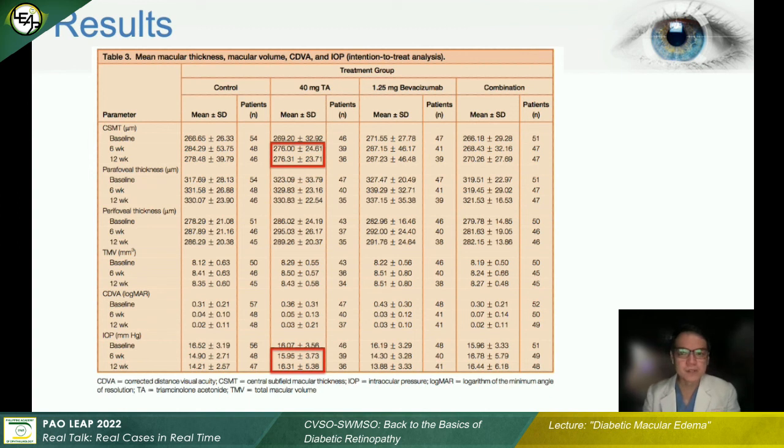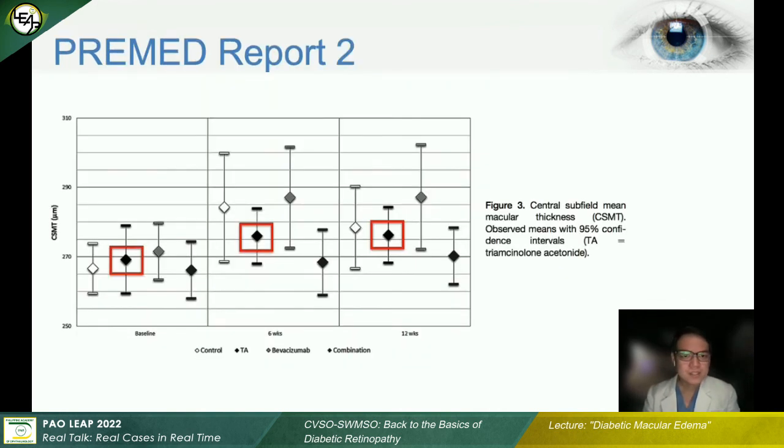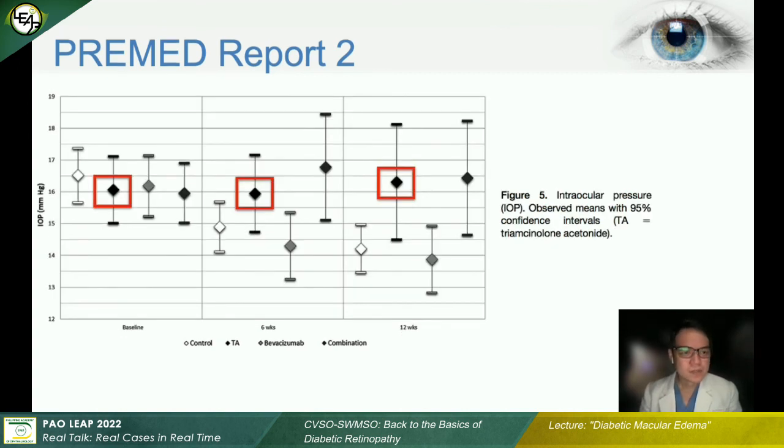It's good to note that IOP was also significantly higher in patients who received subconjunctival triamcinolone compared to the others. Resection of a triamcinolone depot was performed at 12 weeks in 1 patient who developed IOP of 42 mmHg, uncontrollable with topical brimonidine, dorzolamide, and timolol. Within 2 days after resection, the IOP decreased to 24. This slide shows the central subfield mean macular thickness observed with 95% confidence interval from baseline, at 6 weeks and 12 weeks. And this one shows the intraocular pressure at baseline, at 6 weeks and 12 weeks, showing a slight increase.